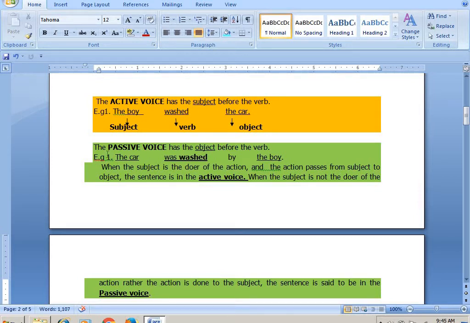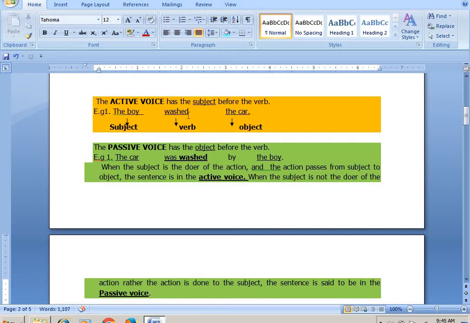Now, look here. The passive voice has the object before the verb. Since this sentence is in active voice, what has happened? The subject is before the verb. But what happens when you have the passive voice? Passive voice has the object before the verb. What is the object in the first sentence? The car. If it has to be before the verb, it means the car was washed by the boy. And that is the passive voice.